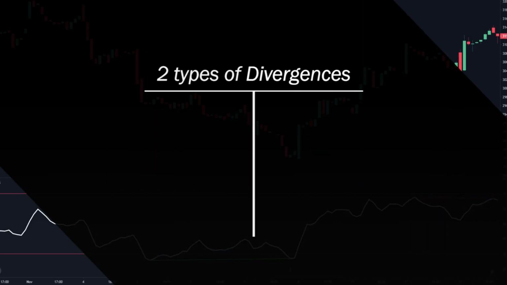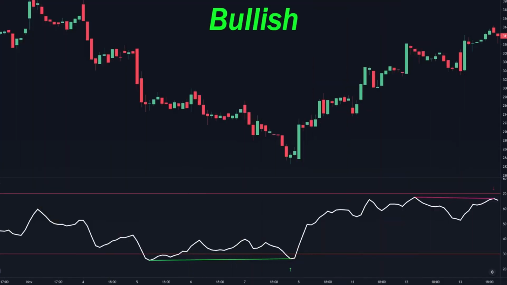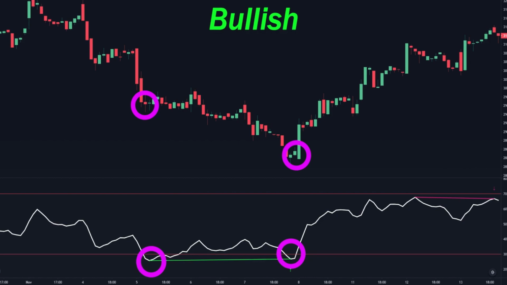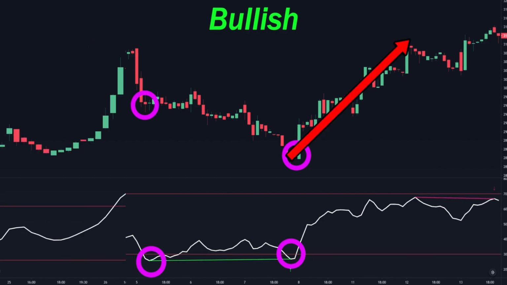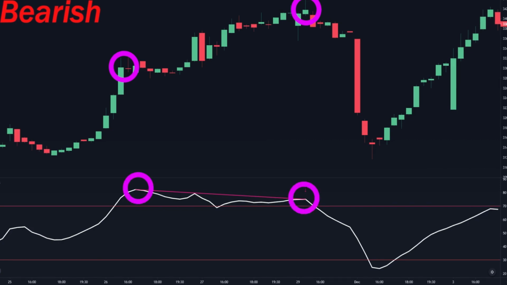There are 2 types of divergences, a bullish and a bearish divergence. So a bullish divergence is when the price is forming lower lows but the RSI is forming higher highs instead. This signals that the price is going to reverse to the bullish side. A bearish divergence, however, is the opposite. When the price is forming higher highs, but the RSI does not agree with the direction of the price and instead forms lower lows, this signals that the price is going to reverse to the bearish side.